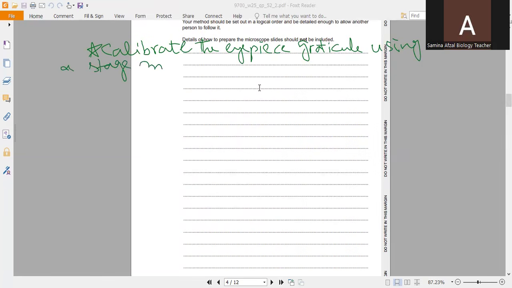Using a stage micrometer, you know how to calibrate this, under the high power objective lens.